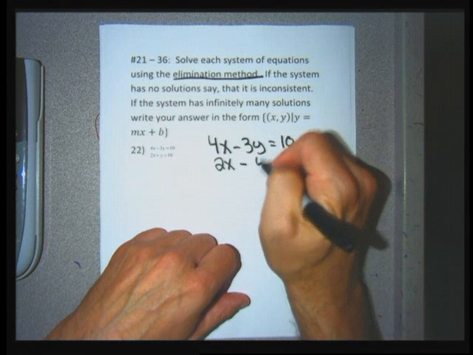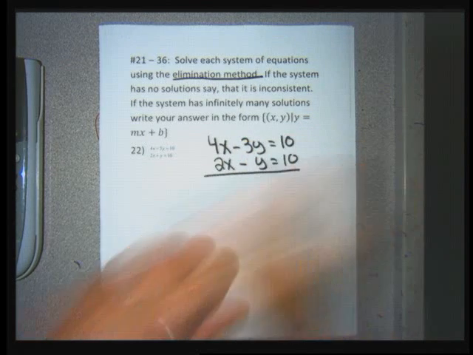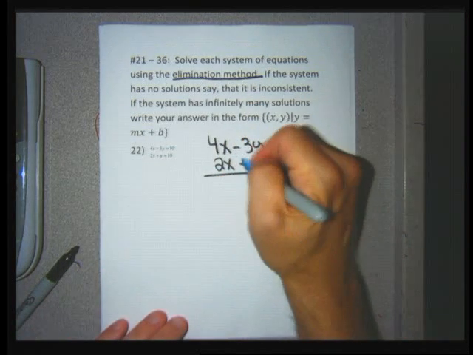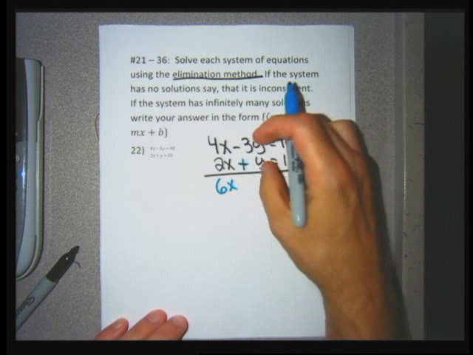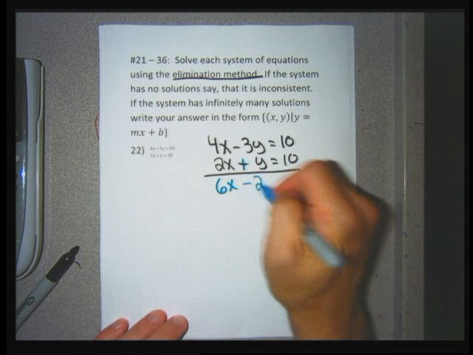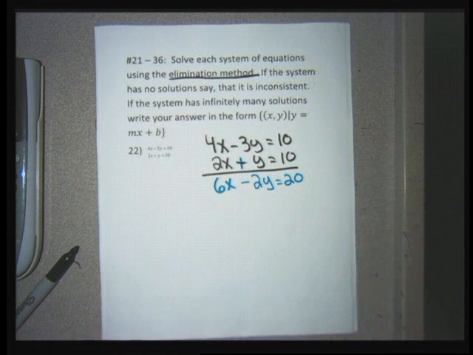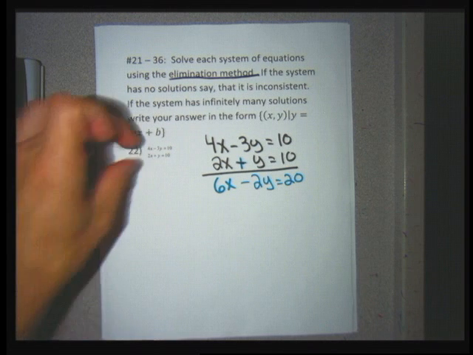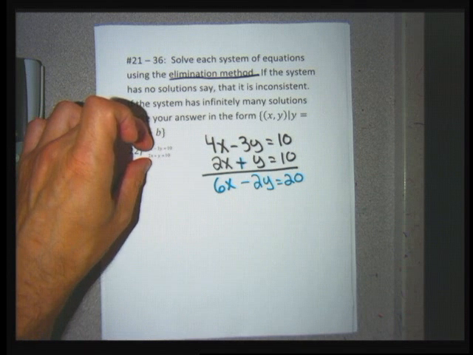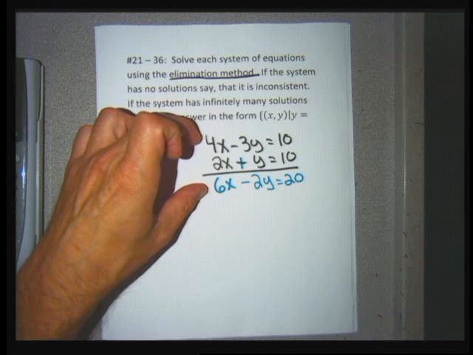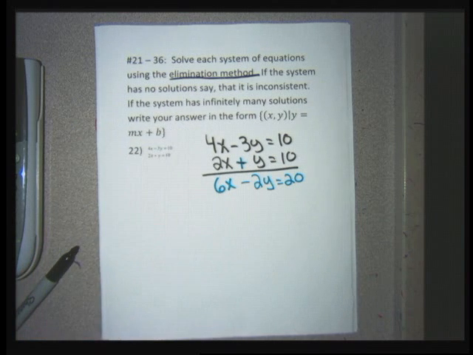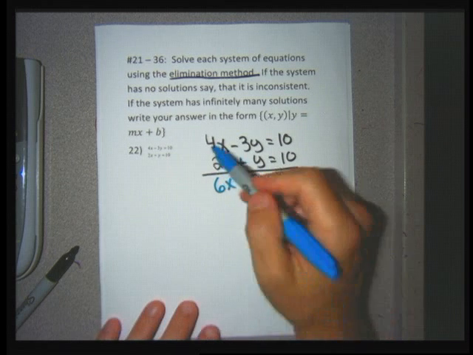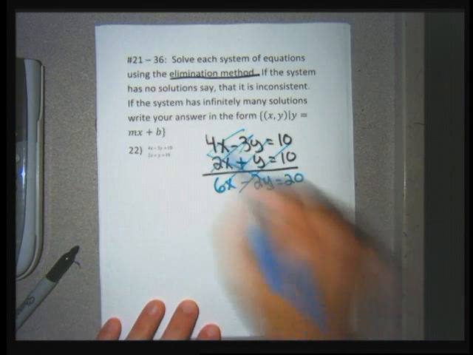If in these equations, how they're written, I added the equations together, I'd go 4x plus 2x is 6x, negative 3y plus 1y is negative 2y, 10 plus 10 is 20. That's not very useful. What the elimination method wants me to do is tweak one or both of the equations so that when I add the two equations together, one of the letters cancels. And it comes from practice deciding which letter you want to cancel and how you need to tweak one of the original equations to make the letter cancel. And I'll try to explain my logic.